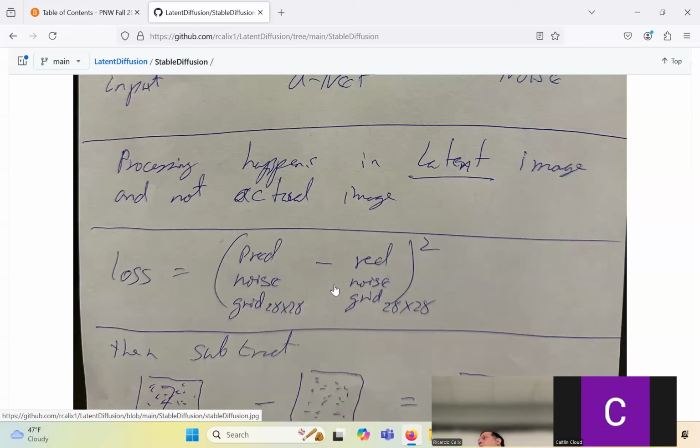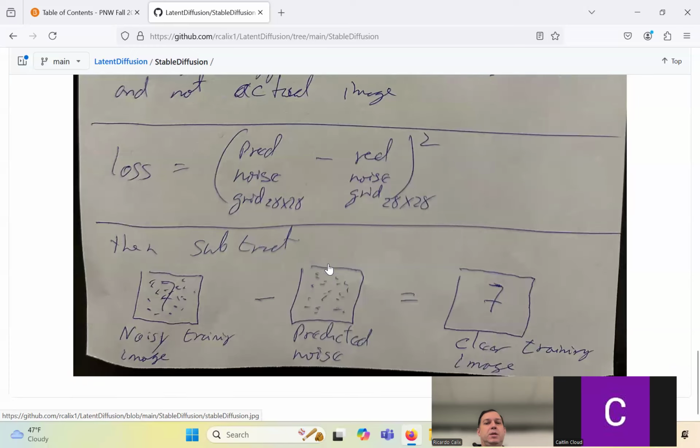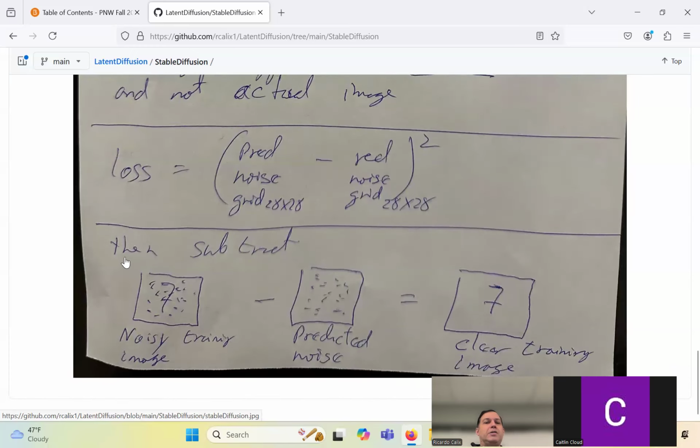So I printed out all the shapes and the values just so that we can arrive at the thing. If you notice, MSE would usually be predicted minus real squared, something like that. The loss in the code actually has a plus in there. And we're going to see why that is in a while. That's actually something that took me a long time to figure out.